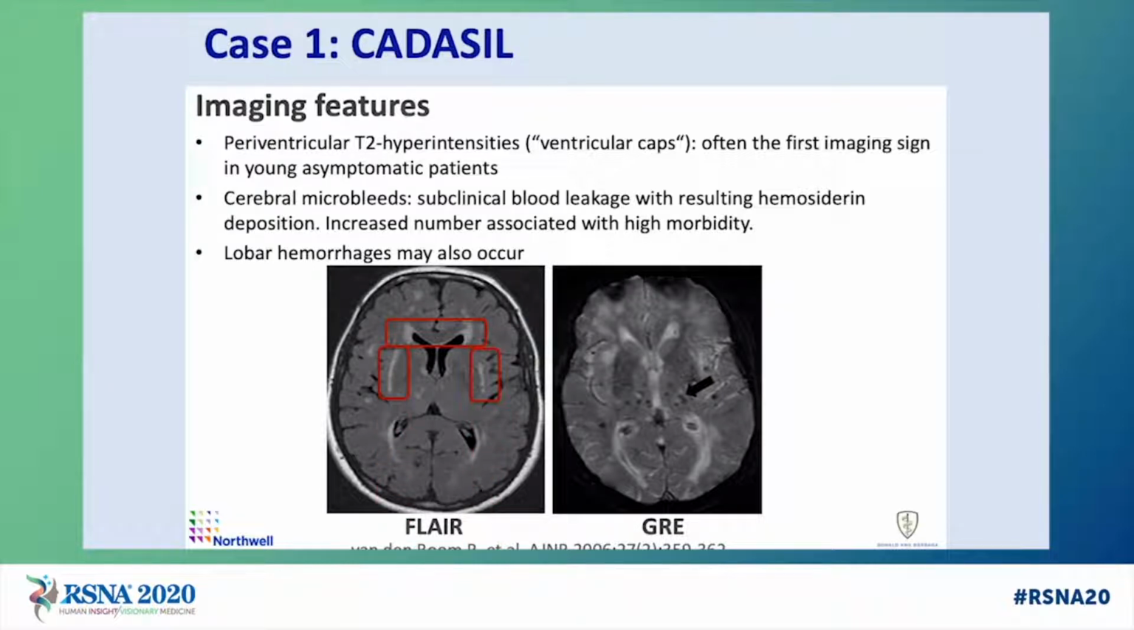Cerebral microbleeds are seen in CADASIL on susceptibility-weighted images, representing subclinical blood leakage with hemosiderin deposition. An increased number of microbleeds are associated with high morbidity, and lobar hemorrhages may also occur.